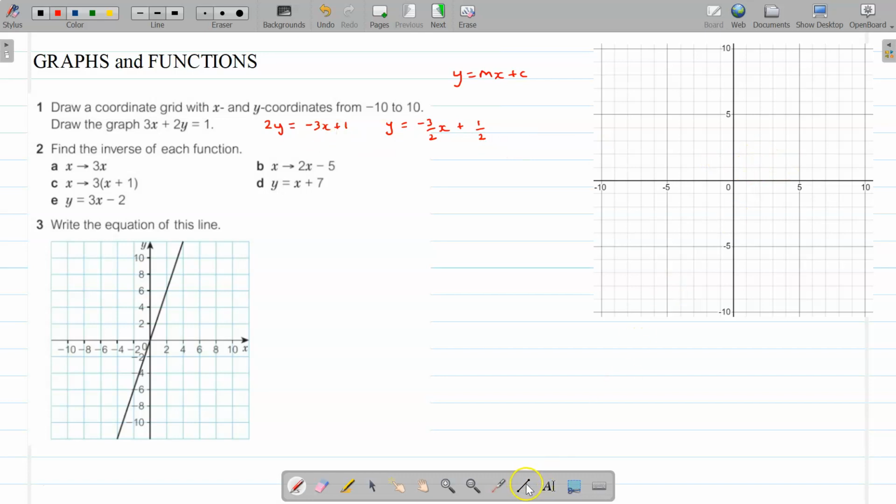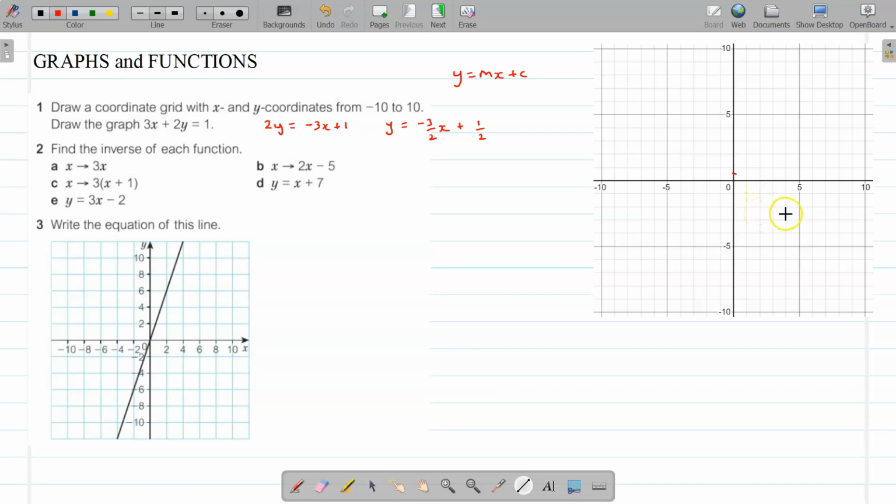Okay, well, what does that look like? Well, it crosses the y-axis at a half, which is here. Okay, that's what the plus a half means. I'll just put a little mark there. And it has a gradient of negative 1.5. So for every 2 we go across, we go down 3. So it's got a gradient like that.